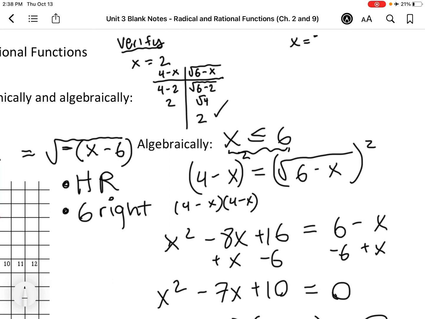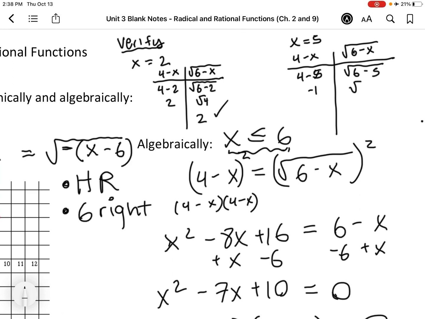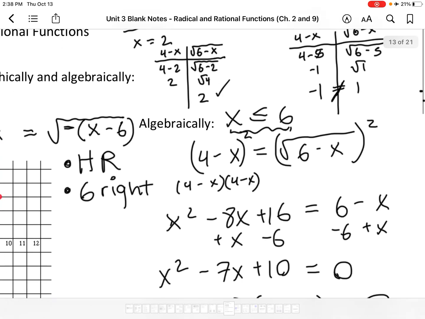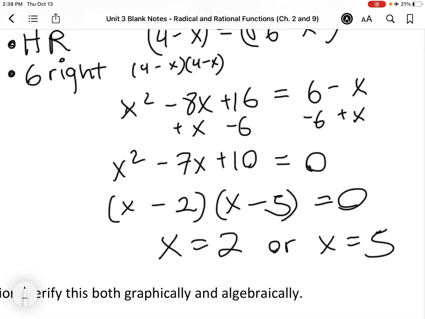If I verify x equals 5, however, let's see what happens. Okay, on the left side, I'm going to have 4 minus 5, which is negative 1. On the right side, I'm going to have the square root of 6 minus 5, which is the square root of 1, which is 1. And these are not equivalent. Therefore, this solution of x equals 5 is extraneous, and we need to cross it off.